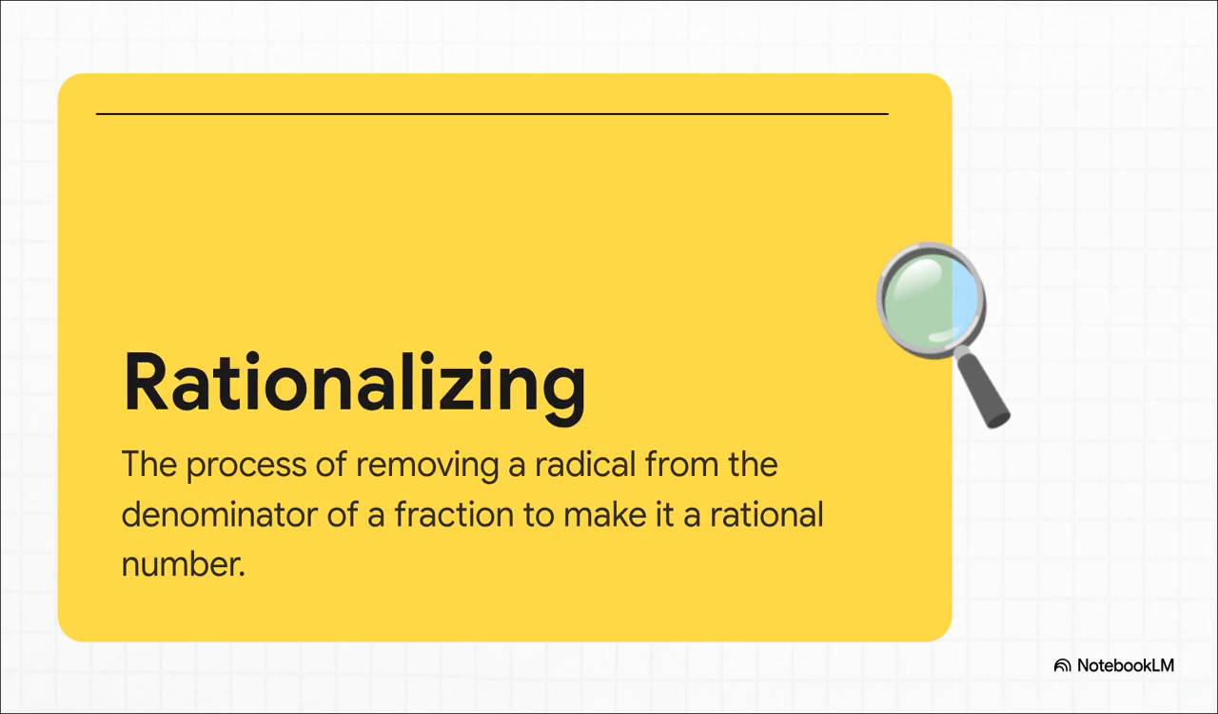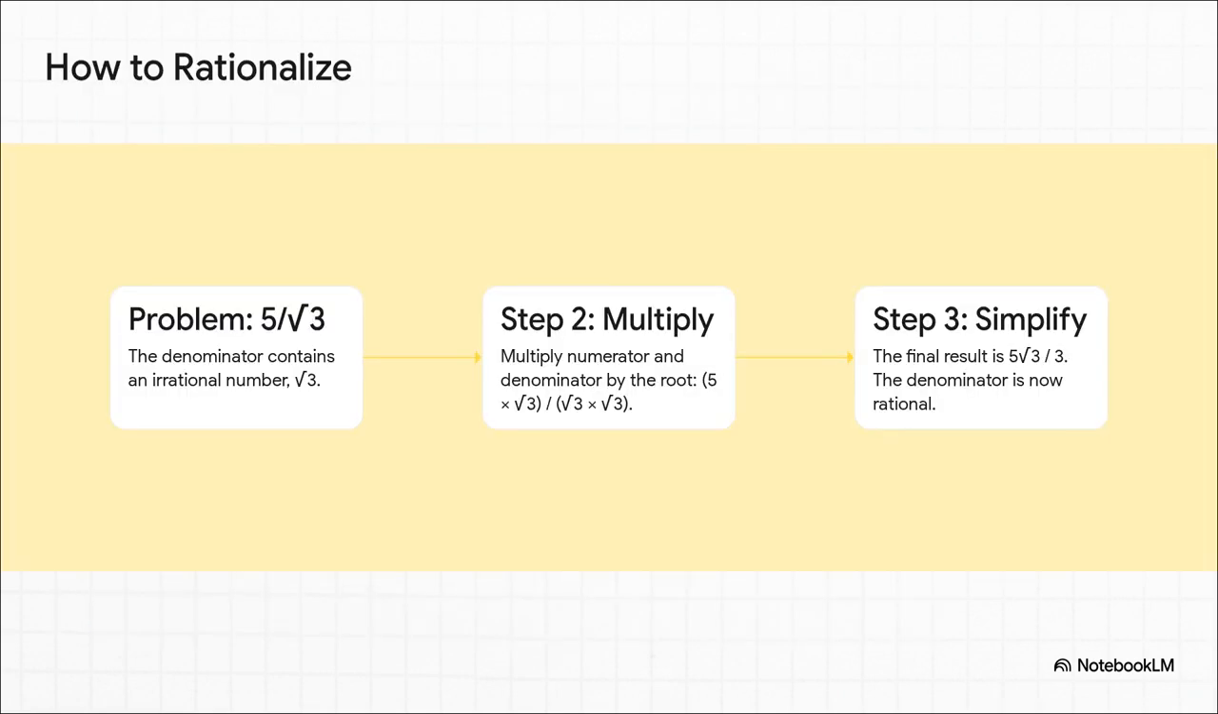Next up is a process called rationalizing the denominator. I know, it sounds really complicated, but it's just a rule of mathematical etiquette. For a bunch of historical and practical reasons, it's just considered standard practice to never leave a square root in the bottom part, the denominator of a fraction. And here's how you do it. It's actually a pretty clever trick. Let's say we have 5 divided by the square root of 3. We just multiply both the top and the bottom of the fraction by that same square root. On the bottom, root 3 times root 3 is just 3. On the top, we get 5 times root 3. And there you have it. No more root in the denominator.